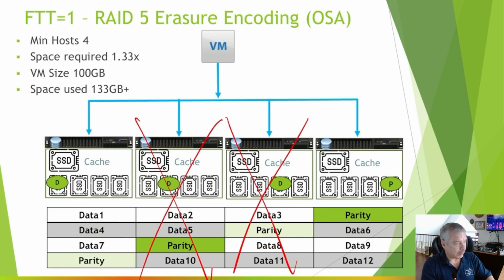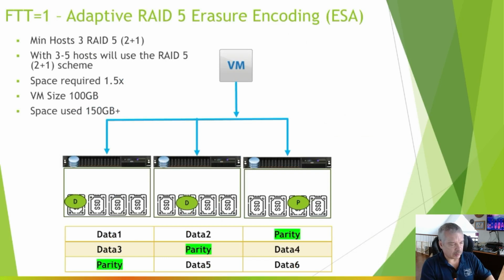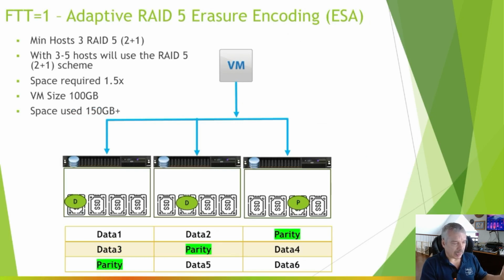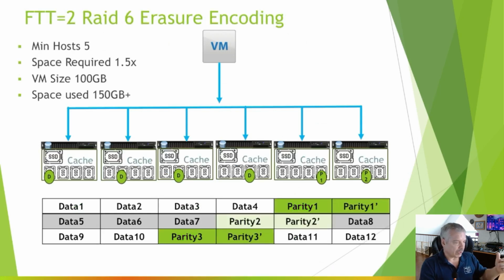Okay. And then RAID 6, sorry, that talks about Express Storage Architecture. I've already done videos on that. Express Storage Architecture actually has a thing called adaptive RAID 5. I'm not going to go into that, but you need a minimum of 3 servers for RAID 5, and I'll just leave it at that. Watch that video. And RAID 6, again, we need a minimum of 6 servers.